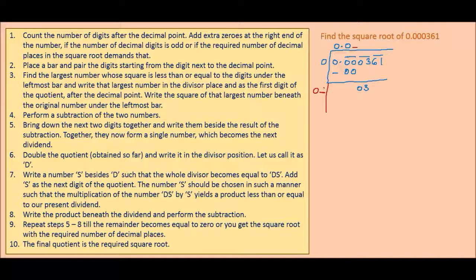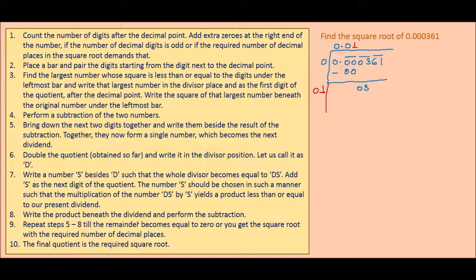If we put a 1, multiplied by 1 gives a product of 1, which is less than 3. If we write 2, multiplied by 2 gives 4, which is greater than 3. We cannot have a number which gives a product greater than the current dividend. So the number that we will put over here is 1. S is equal to 1, and since we have put 1 over here, we have to put a 1 over here as well as the next digit of the quotient.